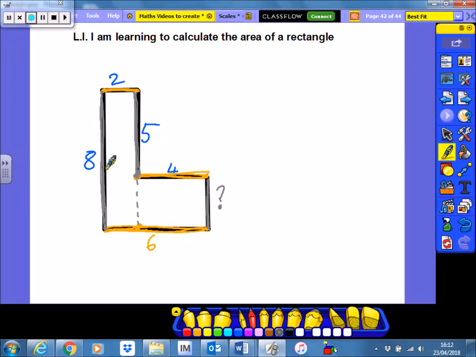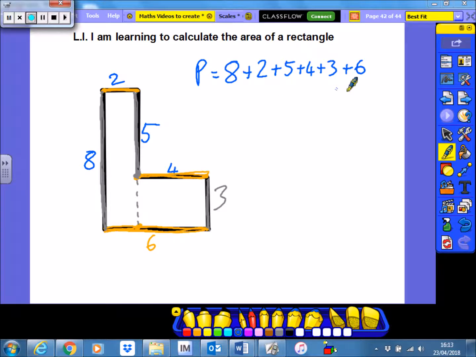We're being asked, what is the difference between 8 and 5? So what is this section here, which is the difference between 8 and 5? The answer, 8 take away 5, is 3. Therefore, this section down here, we can work out is 3. So now we have all the sides that we need, and we can work out the total perimeter. So P in this case equals 8 plus 2 plus 5 plus 4 plus our 2 unknown sides, 3 plus 6.